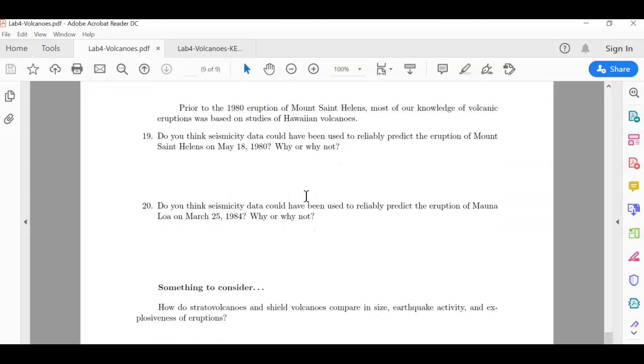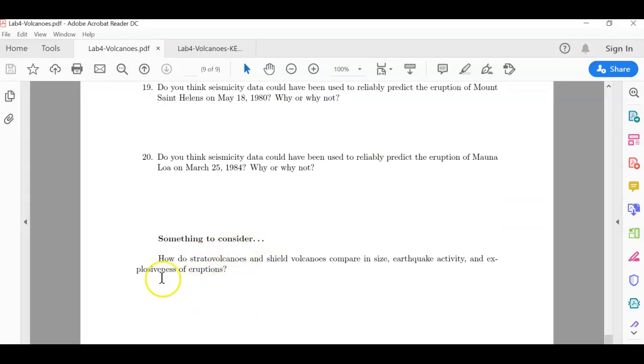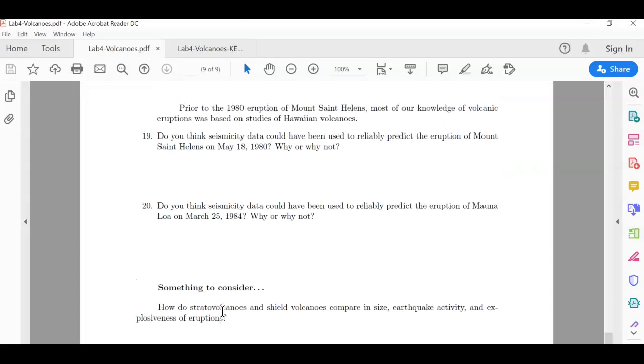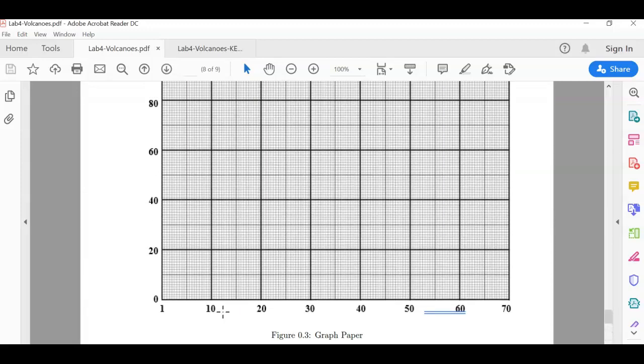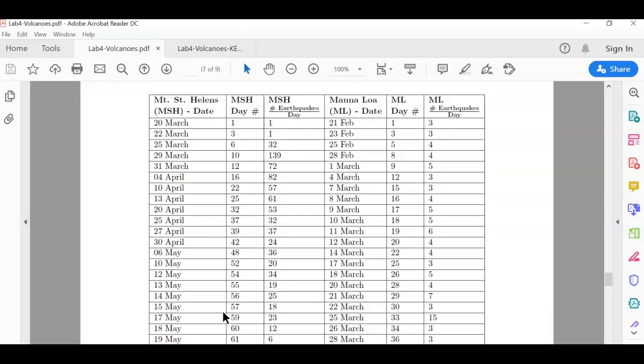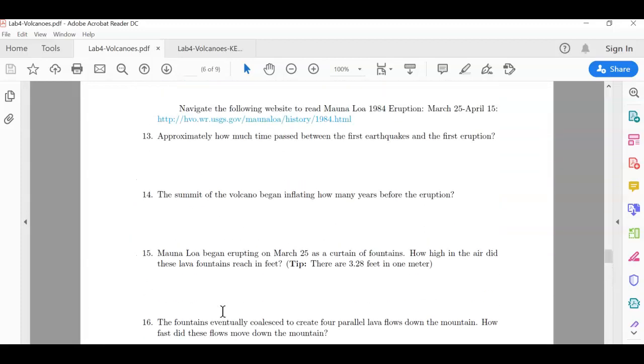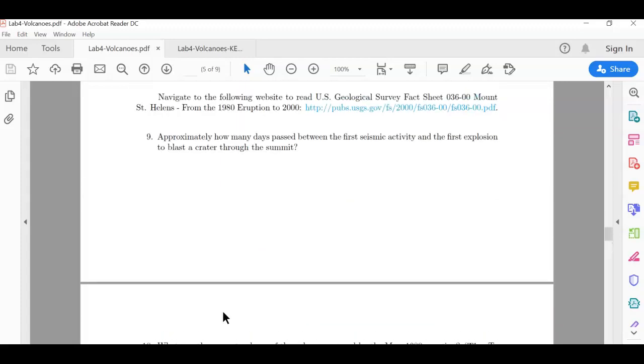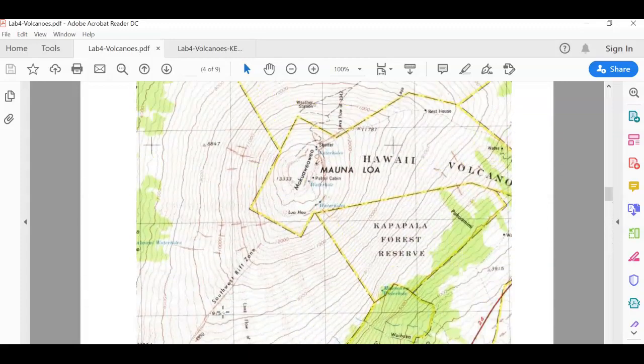And then once you have answered the questions, I do want you to consider something based on your observations. So how is it that stratovolcanoes and shield volcanoes compare in size, in seismic activity and earthquake activity, and in explosiveness of those eruptions? And maybe that will hint you, or that will perhaps make a little bit more sense of why it is that seismicity is tied to volcanoes and more so in a certain type of volcano than other. So you start piecing 1 and 2 together based on what we saw in the last chapter and on this chapter for volcanic activity.